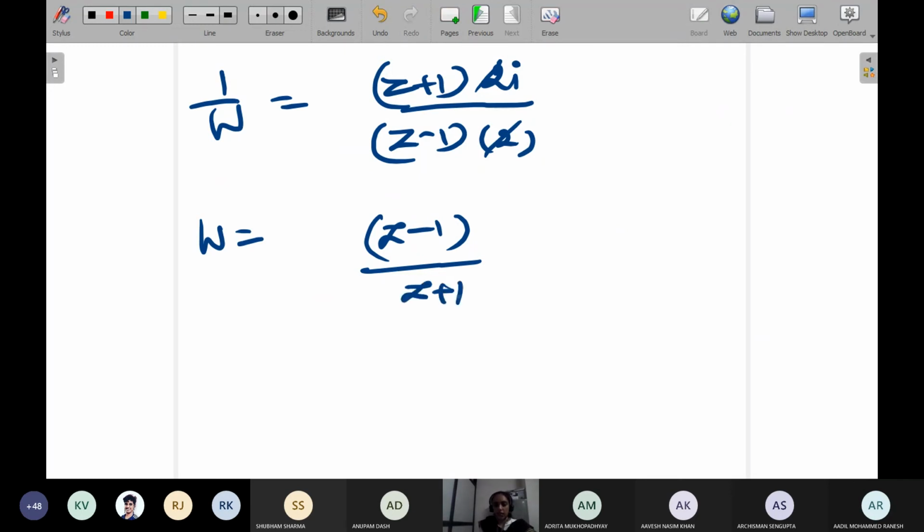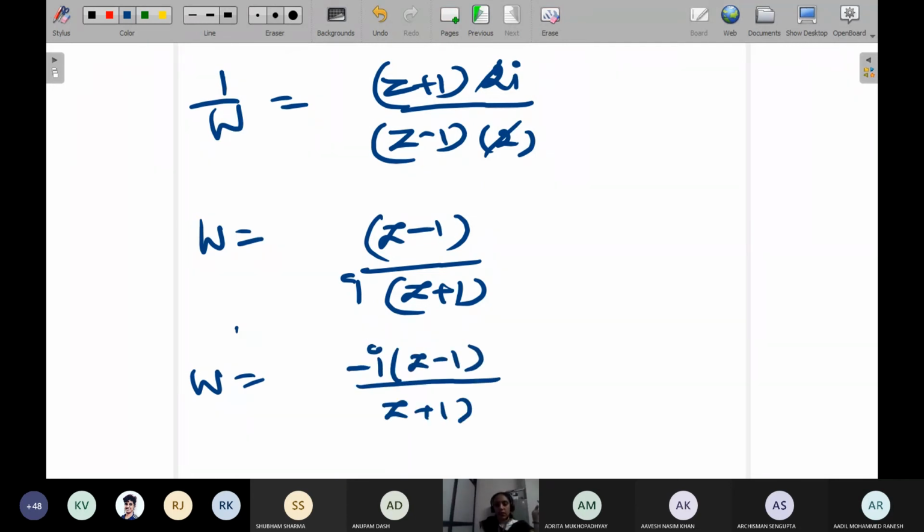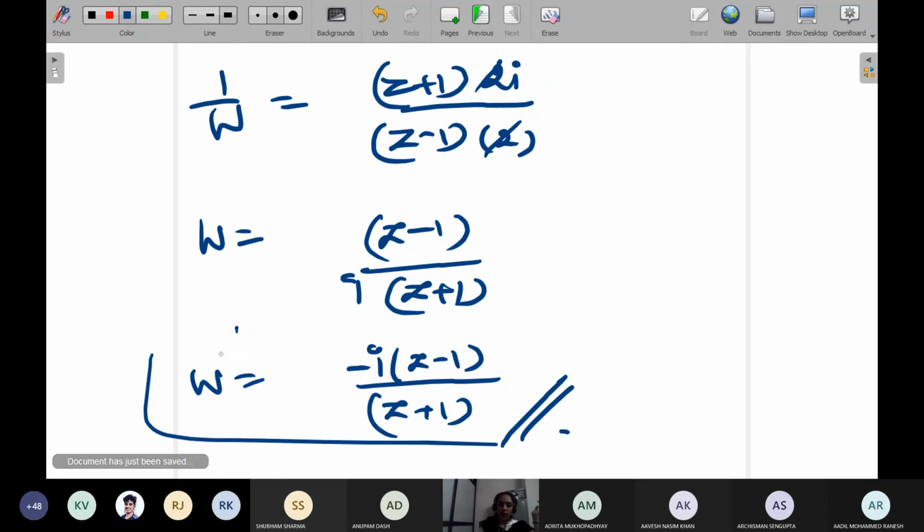So you can write it as (z plus 1) into i. If you multiply the numerator and denominator, you have i here. Again, you cannot leave i in the denominator. If you multiply this, you'll get minus i into (z minus 1) divided by (z plus 1). This is your required bilinear transformation.